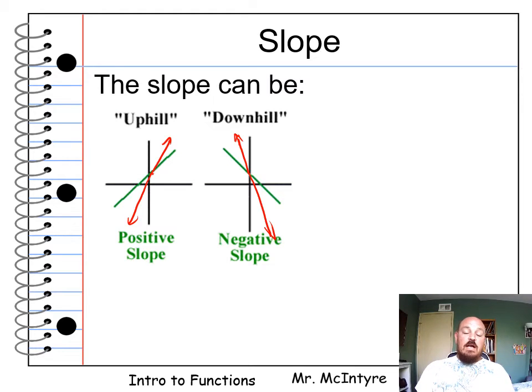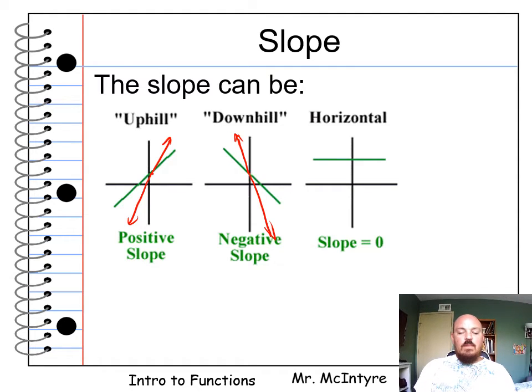Any point that's moving uphill, that's a positive slope. Any point that's moving downhill is a negative slope. And the steeper that hill is, the bigger the number part of that slope is. Now, if you have a perfectly flat or horizontal line, it's not moving up or down, then the slope is 0.